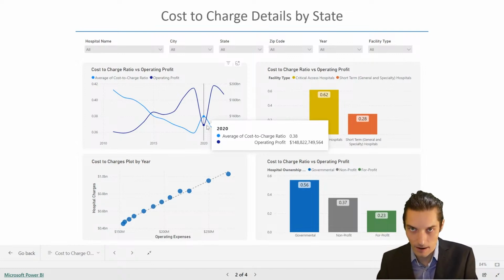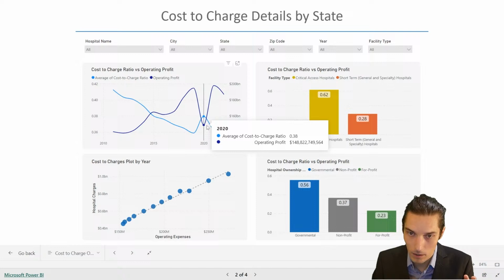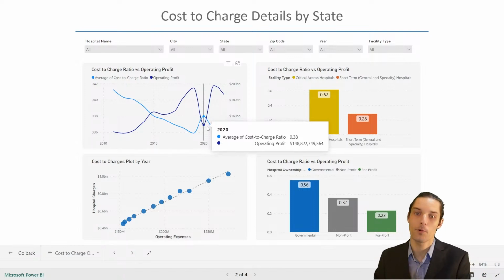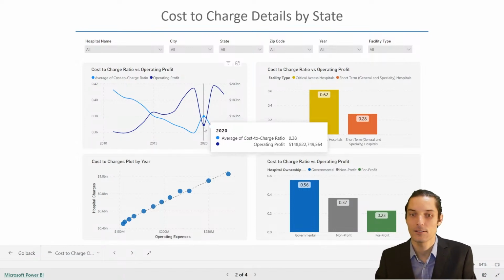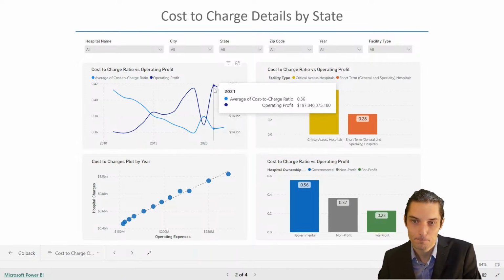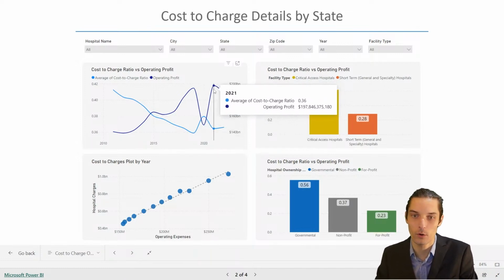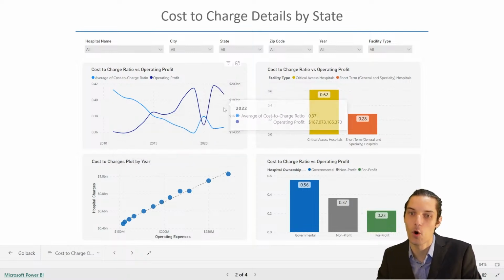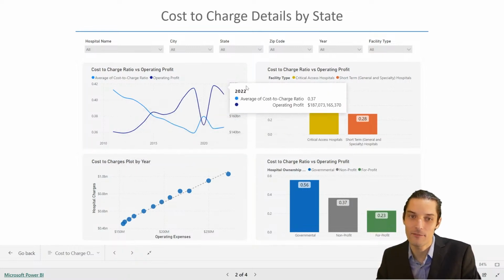or said another way, your costs went up and your profits went down. And so if your costs go up and your profits go down, that leaves less margin for you to operate as a hospital system or a clinic. And then in 2021 and 2022, it bounced back up to its normal trend, which I find very, very interesting.